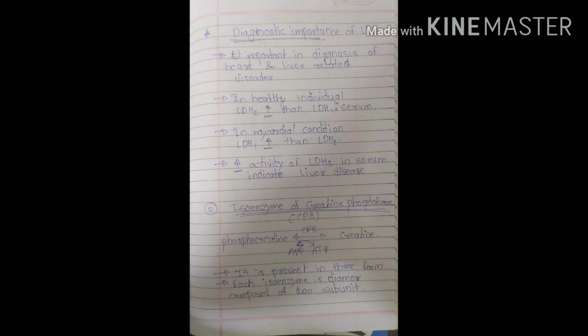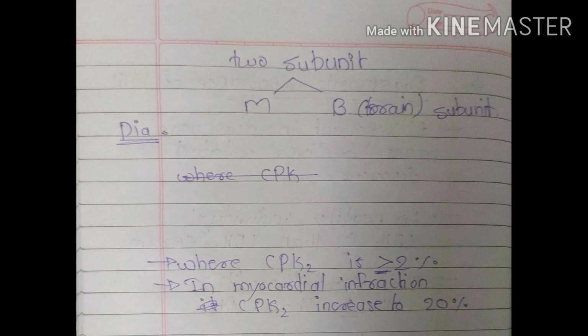Now the second isoenzyme is creatine phosphokinase. This creatine phosphokinase helps in the interconversion of phosphocreatine to creatine using ATP. This phosphokinase is present in 3 different forms, and each isoenzyme is a dimer composed of 2 subunits. In a normal individual, CPK2 is present at less than 2%, but in a patient suffering from myocardial infarction, the CPK2 value increases up to 20%.